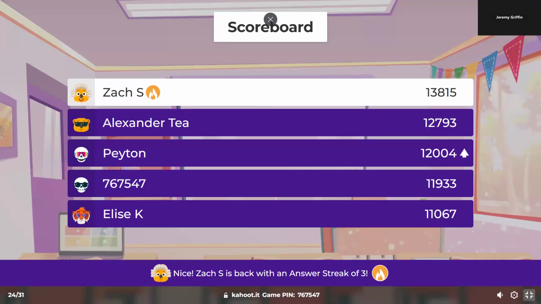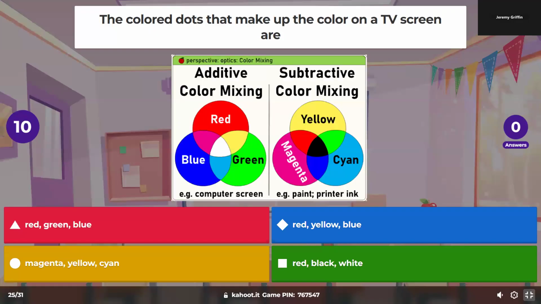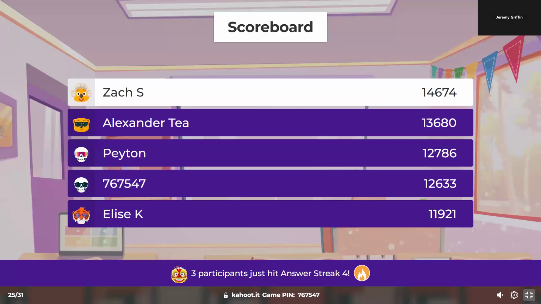I got Elise, Tommy Two-Tone, Peyton, Alexander, Zach. The three color dots that make up color on a TV screen would be red, green, blue. RGB. Red, green, blue. All you need.